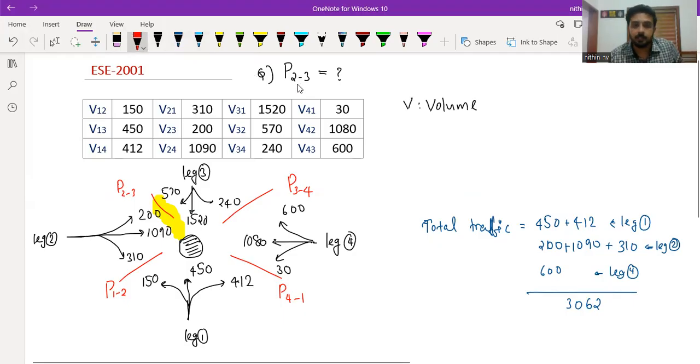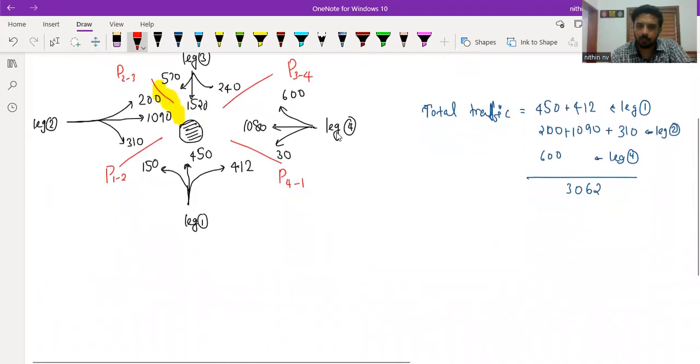What we need to calculate is P23. 23 means what? Vehicles are traveling from 2 to 3. So which is the starting location here? 2, 3. Vehicles are traveling in which direction? From 2 to 3 it is traveling, no? Always in the clockwise direction. There is no anti-clockwise movement here. Always clockwise. So starting point is 2, ending point is 3. Like that you just remember.